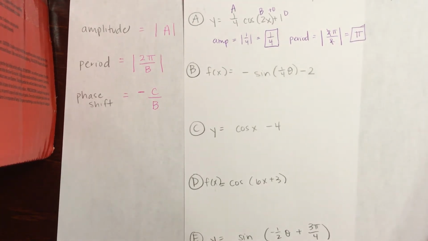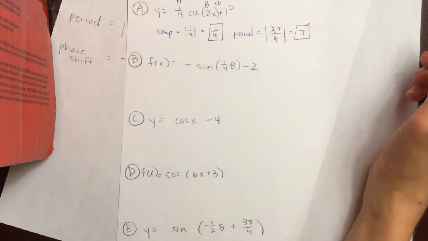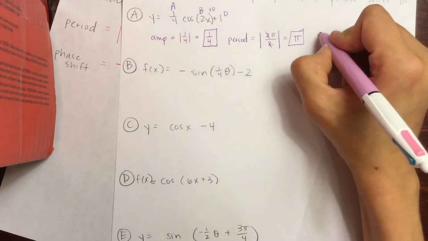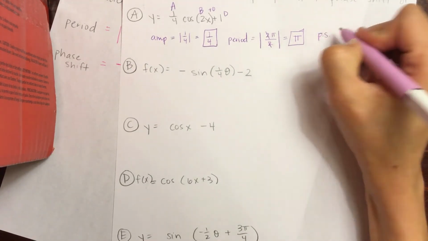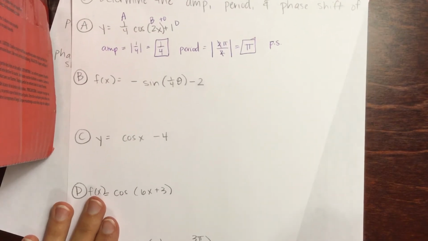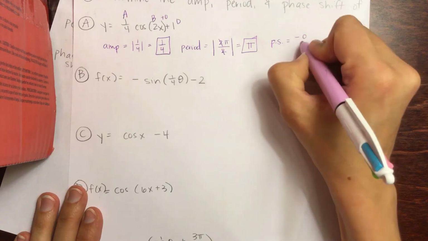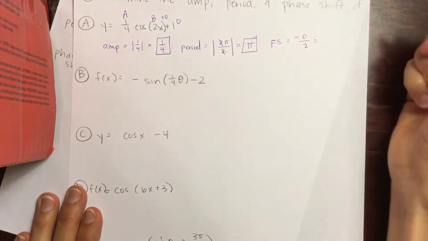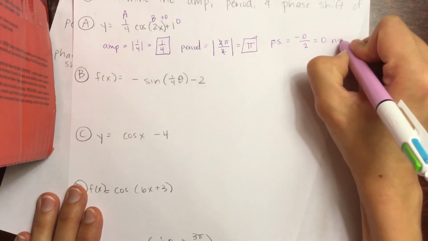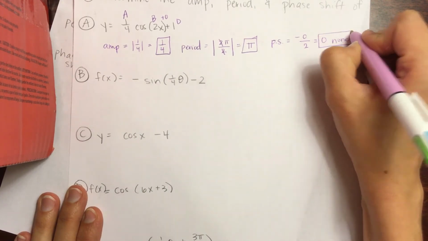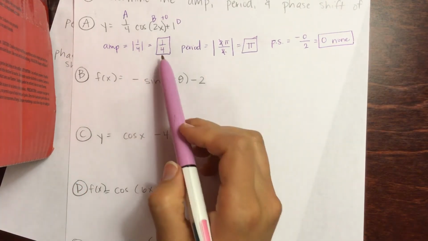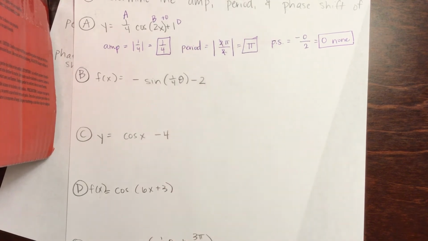And phase shift, am I moving left or right at all? All right, negative c over b. Well, c is 0 and b is 2. So 0 over 2 is just 0. So there's no phase shift. It's just going to stay in its normal cosine position, but now it's not as tall and it's been squished in. Here's a picture of what the graph would look like. In a future video, we will be graphing these by hand. Woohoo! But for now, I'm just going to show you the graph.